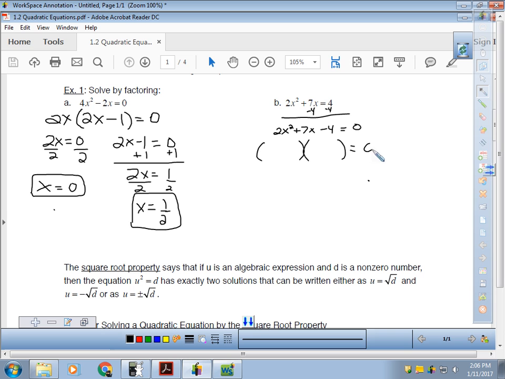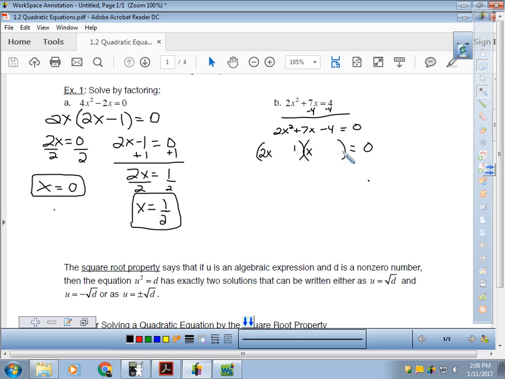So I have some parentheses, because this is a trinomial, a 3-term equation. In order to make a 2x squared at the front, I'm going to have a 2x getting multiplied by an x, because that's the only way I can get 2x squared. Now to get a 4 here at the end, I have 2 different possibilities. I could either do 1 times 4, or I could do 2 times 2. Looking at the middle number that's 7, 2 times 2 is not going to work. Only 1 times 4 will work.